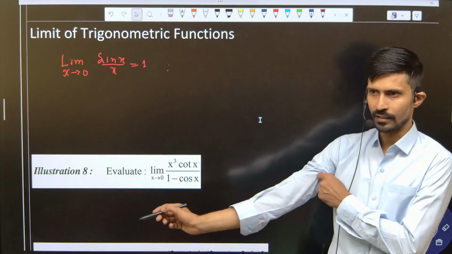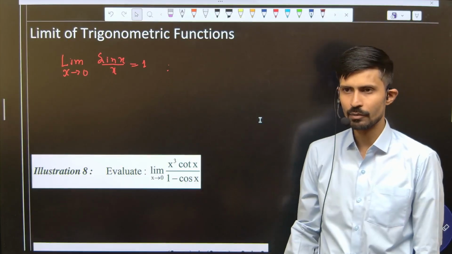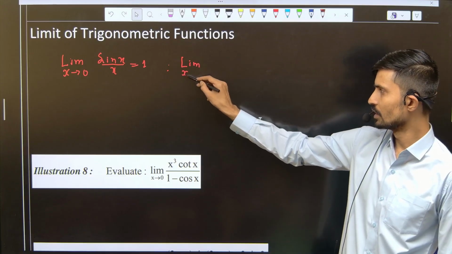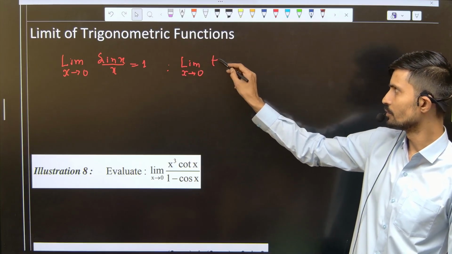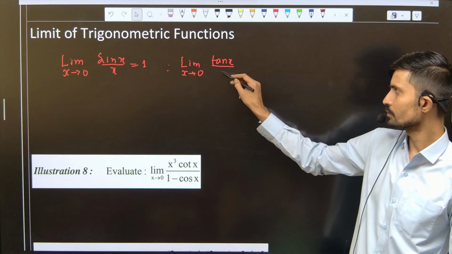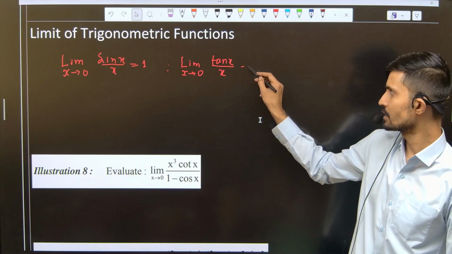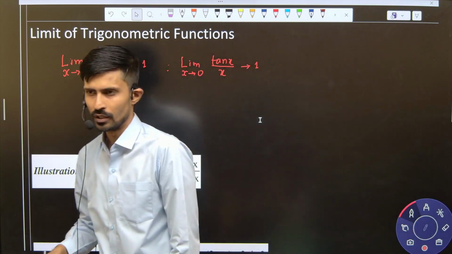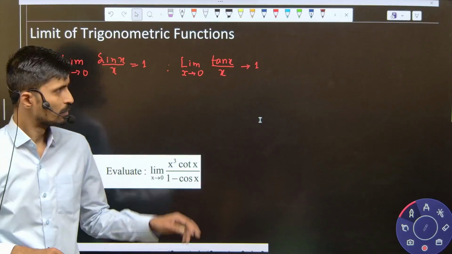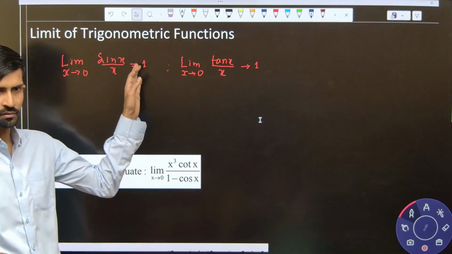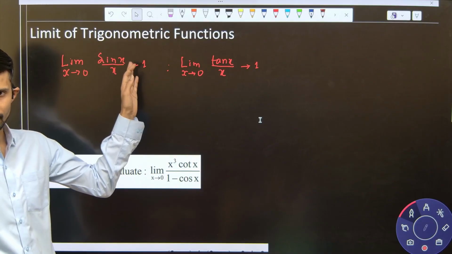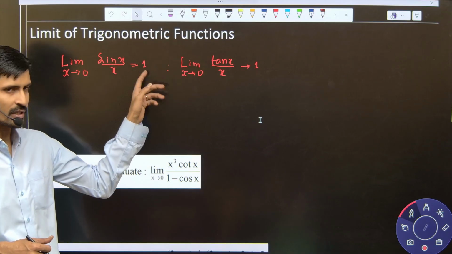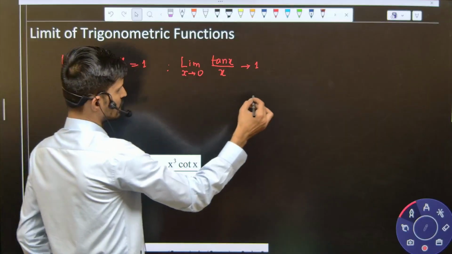Same formula is for tan. At place of sin x, I will put tan x. Limit x tends to 0, tan x by x will tend to 1, means it's not equals to 1, tends to 1. Equals to means exactness in 1, but this is not exactness in 1. Either it is 1 plus or 1 minus. I will tell you whether it is 1 plus or 1 minus. Tan x is this now.